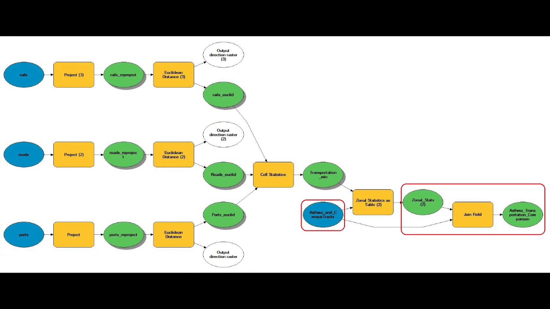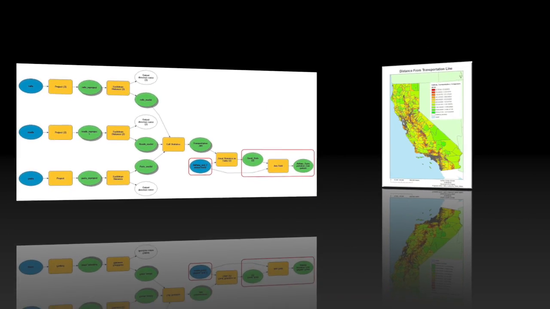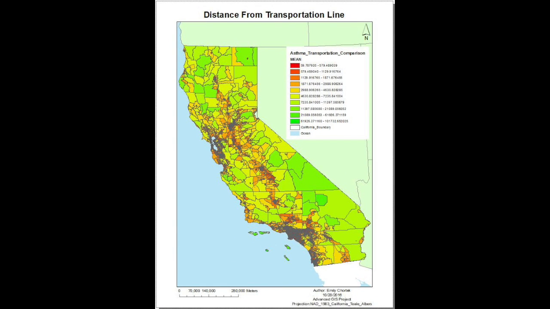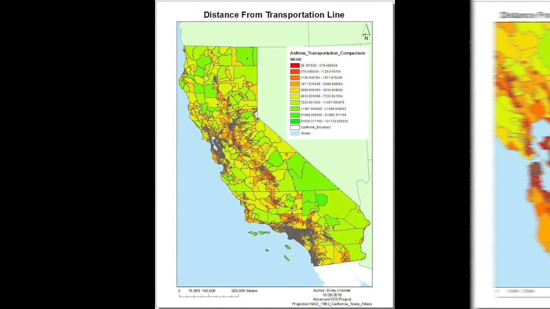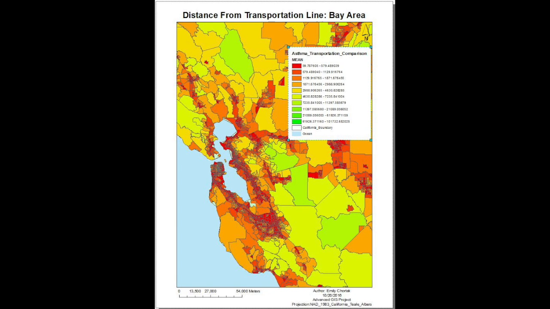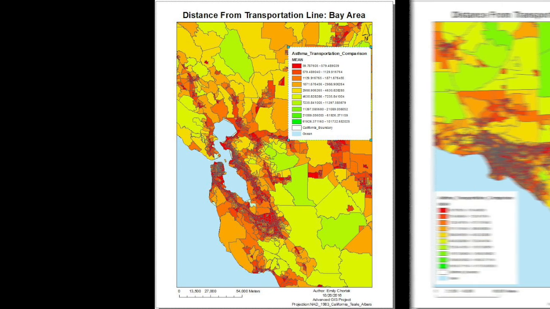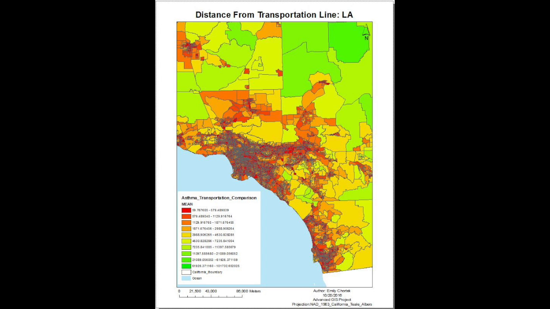The final step is to join the zonal statistics output table to the census tract and asthma rate shapefile. This map combines the average distance to a transportation line and compares that to existing asthma rates by census tract.